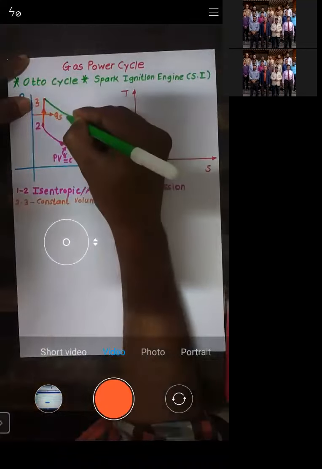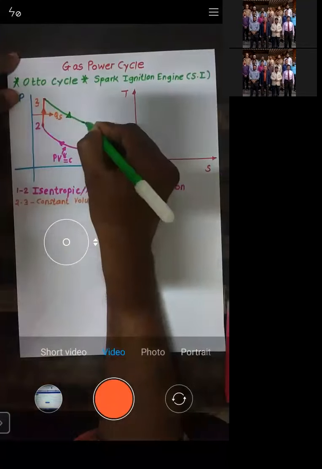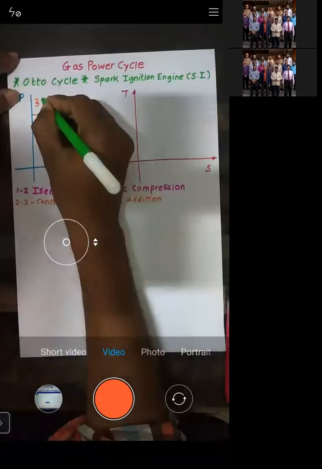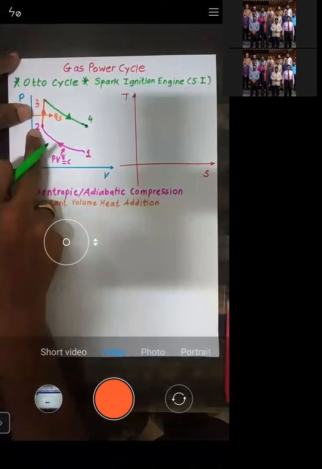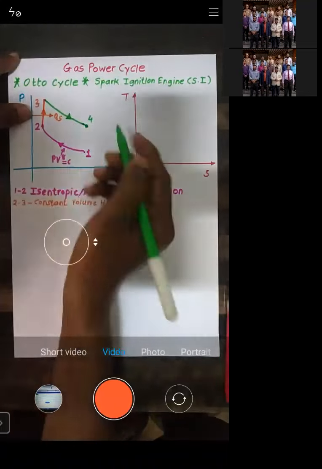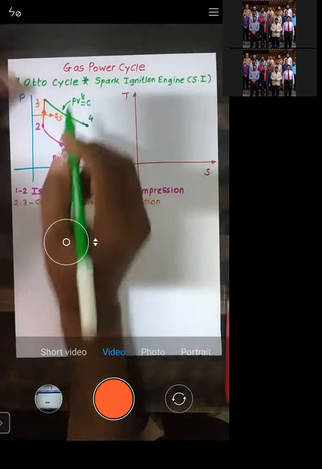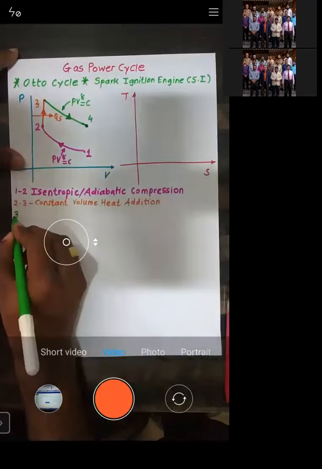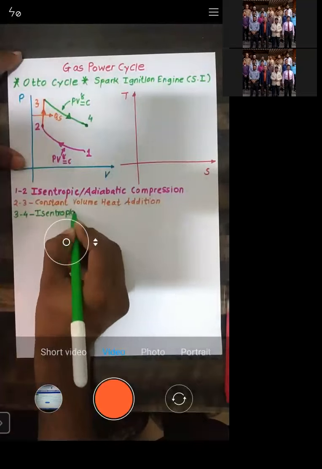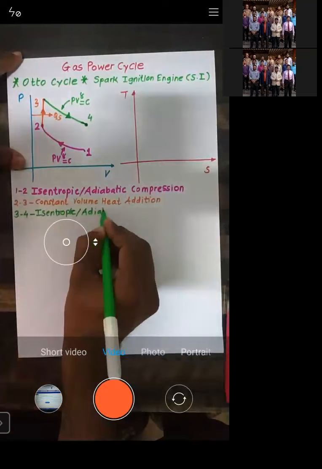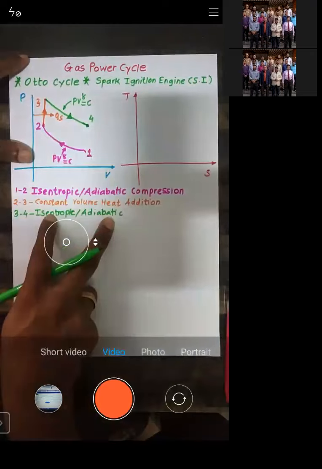As you can see here, this process 3 to 4 has the same nature as 1 to 2. 1 to 2 was isentropic or adiabatic. Similarly, 3 to 4 again follows the law PV raised to power gamma is equal to C. So process 3 to 4 is isentropic, also known as adiabatic.